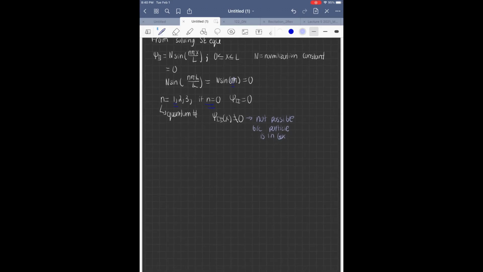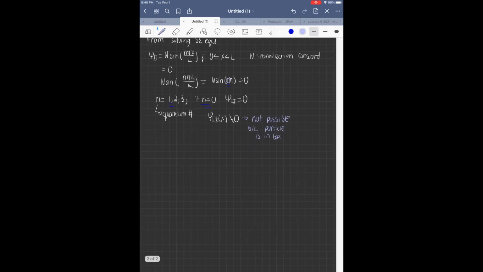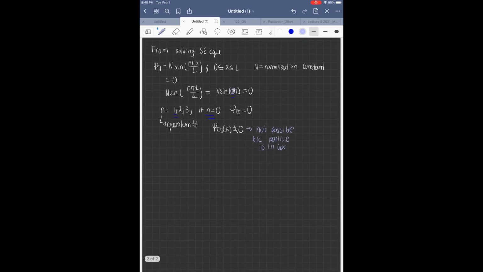All right. And so because n is an integer, that's why up here this will equal 0 at the edge of the box for any quantum number that's a whole number integer greater than 0. Okay, so let's move on to the next part.